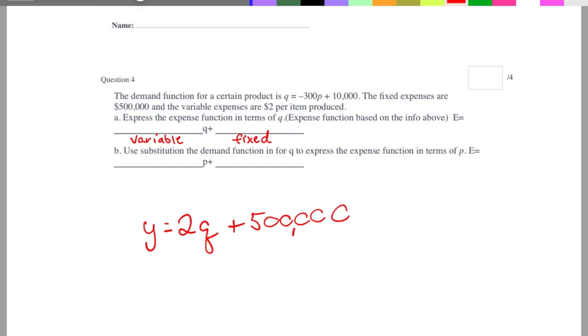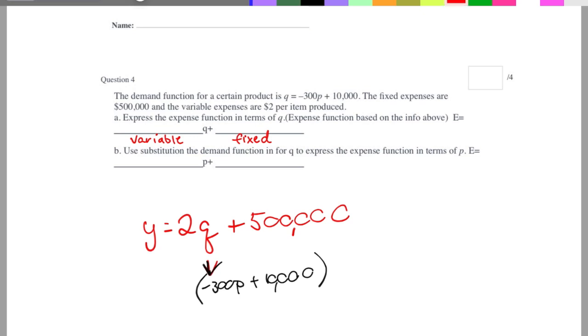Well, 500,000, my bad, 500,000. And now for B, it says use substitution for the demand function and for Q to express the expense function in terms of P, which is price. So what we'll do, we'll substitute Q right here. Q is actually equal to negative 300P plus 10,000. All right, so that goes there.